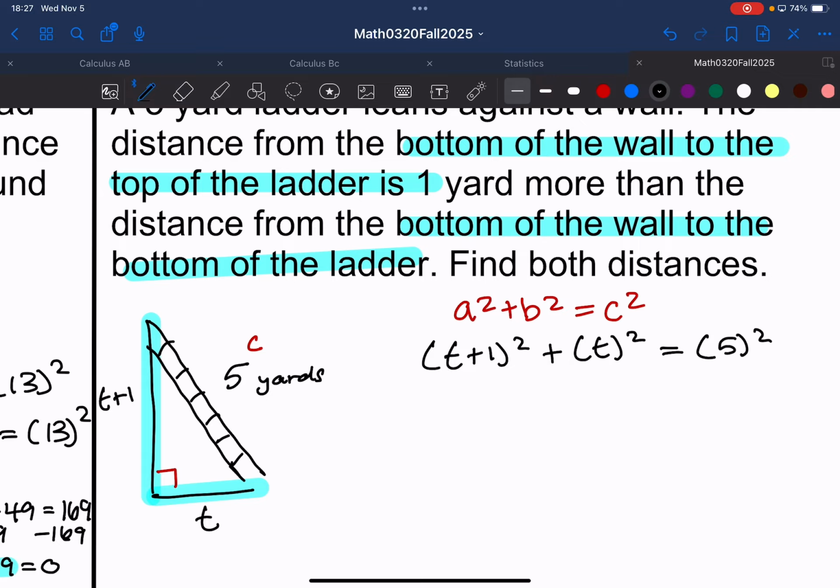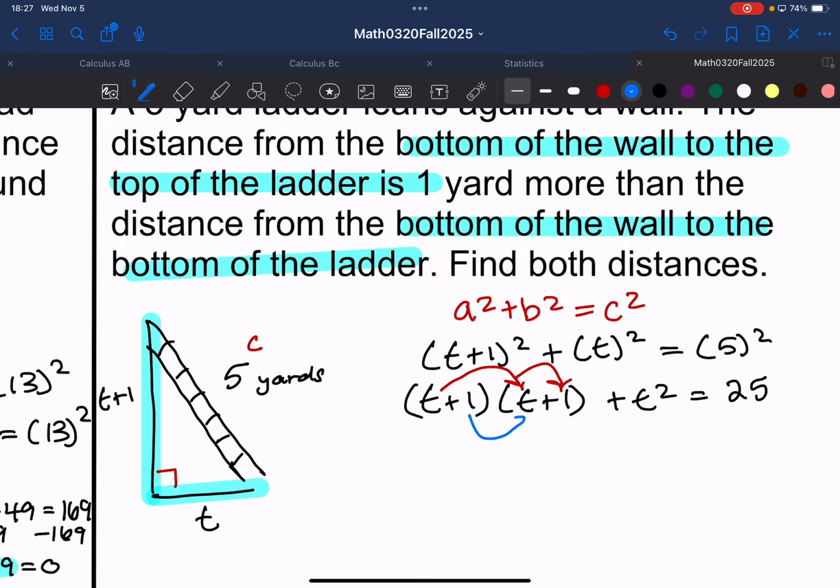Okay, so when I get to this part, you should see this and say, okay, I need to take this and write it how many times? Twice. So I have (t plus 1)(t plus 1), plus t squared equals, what's 5 squared? 25. Okay, what am I going to do with those parentheses? FOIL. So the first term goes into the parentheses, then the second term multiplies into the parentheses.